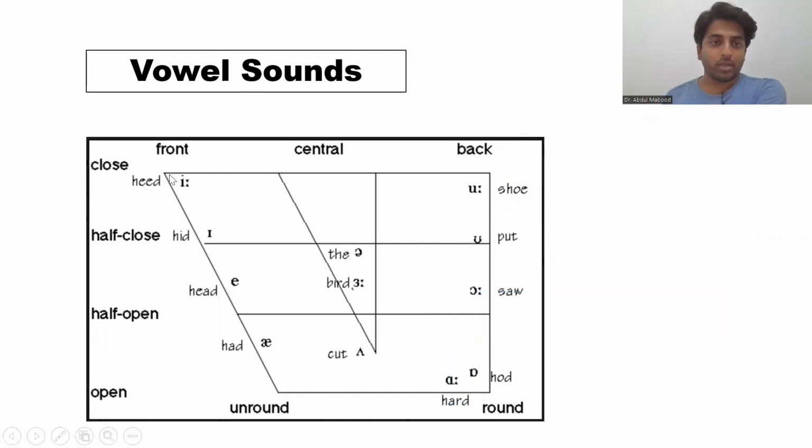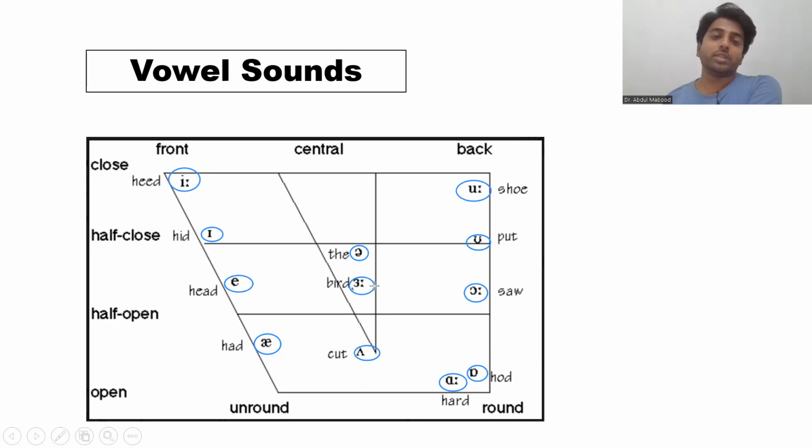The vowel sounds, I am reading one by one. Like the first one here is this E sound as in heed, then I sound as in head, then A sound as in head. Fine. Then come here U sound as in shoe, then U sound as in put, O sound as in saw, and O sound as in hard, and then A sound as in hard, then A sound as in the, and then A sound as in bird, and then A sound as in cut.